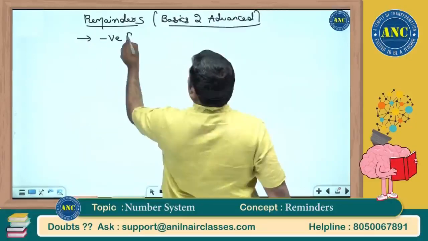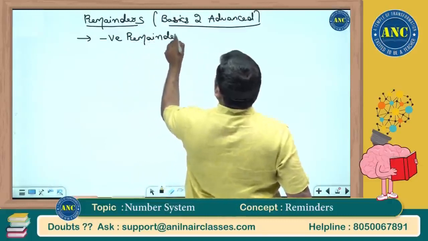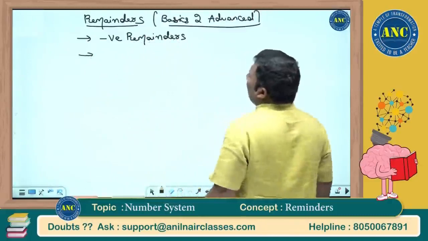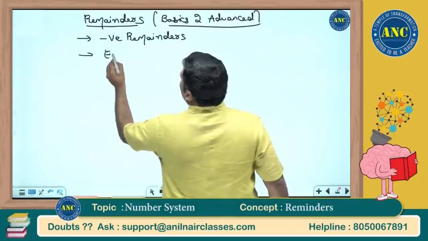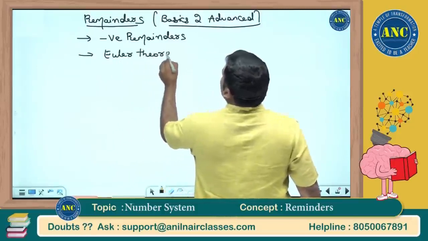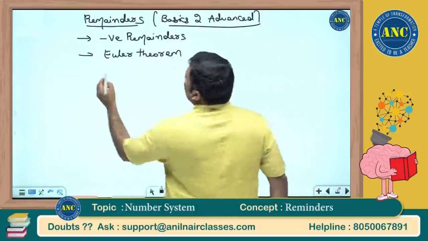One is negative reminders. We will see the drawback. What is the demerit of a negative reminder? Then we will see Euler theorem application. Euler theorem is used when the denominator is a composite number.